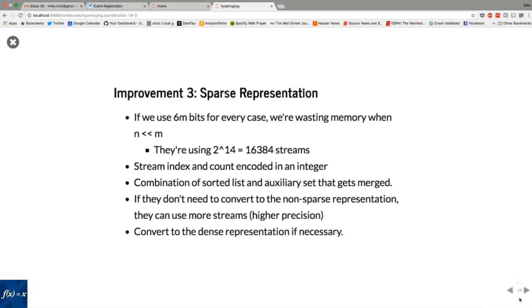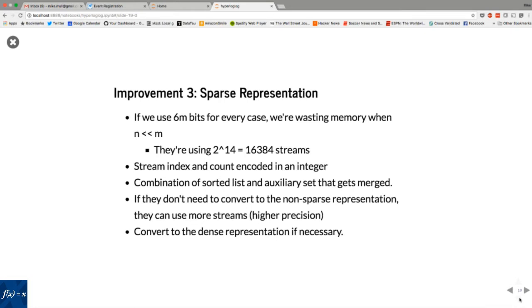So instead of allocating a certain number of bits for every possible channel, they just essentially have this mapping of, for this index, this is the current row value. If you haven't seen the index yet, if you haven't seen the index for one of these 16,000 streams that they're using, they don't store anything. It's only when that index is encountered that they add an element. So the way they actually do this is they encode the stream number and the row value into an integer, and they keep that in a sorted list.